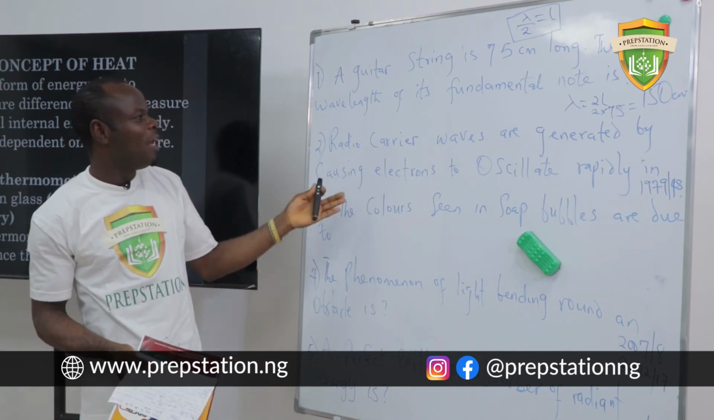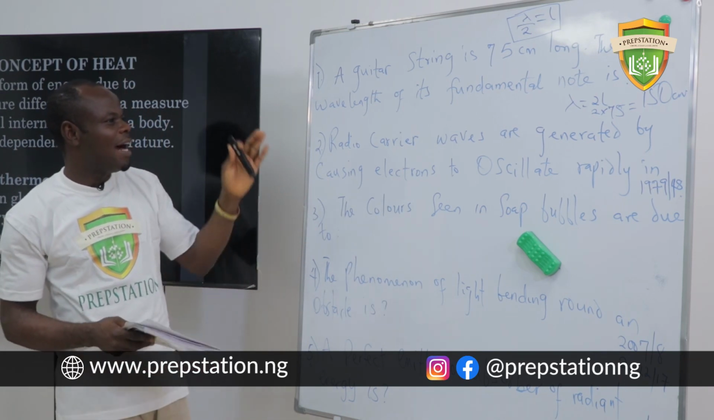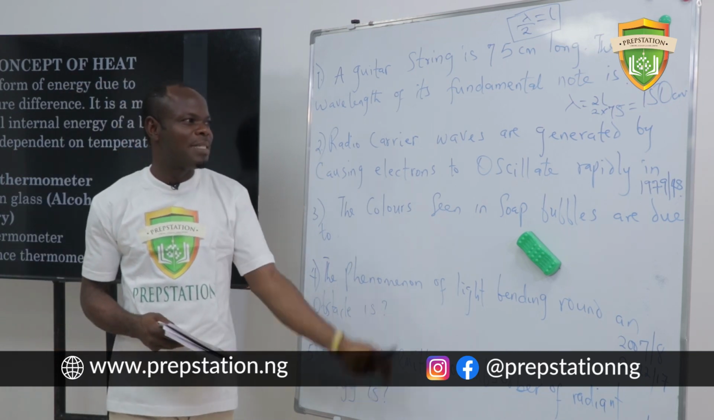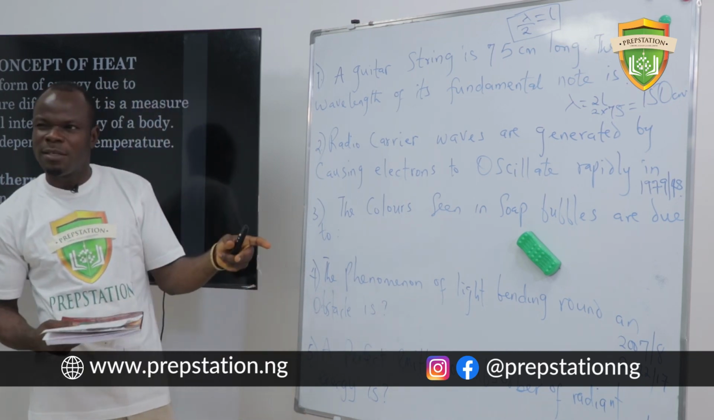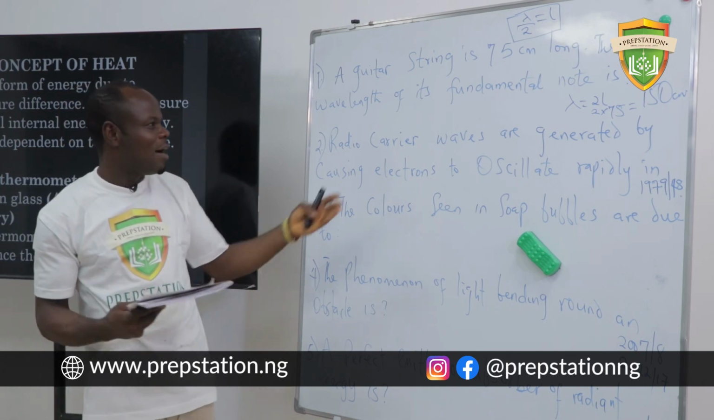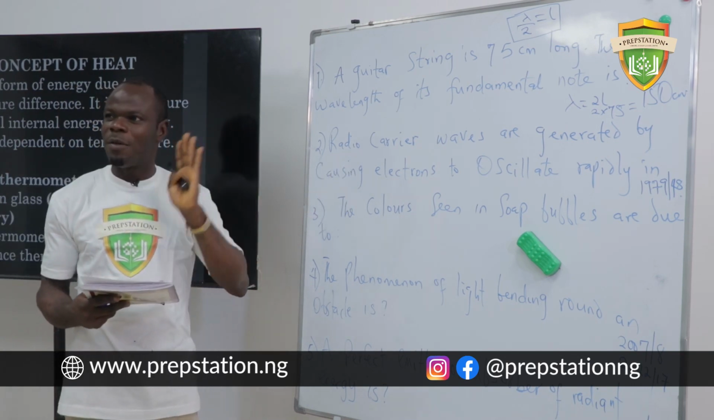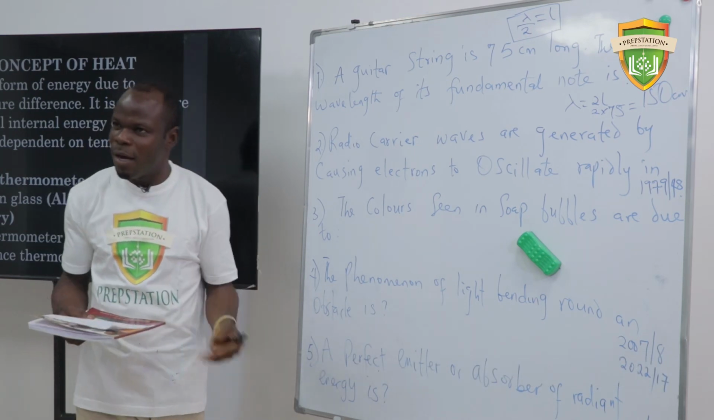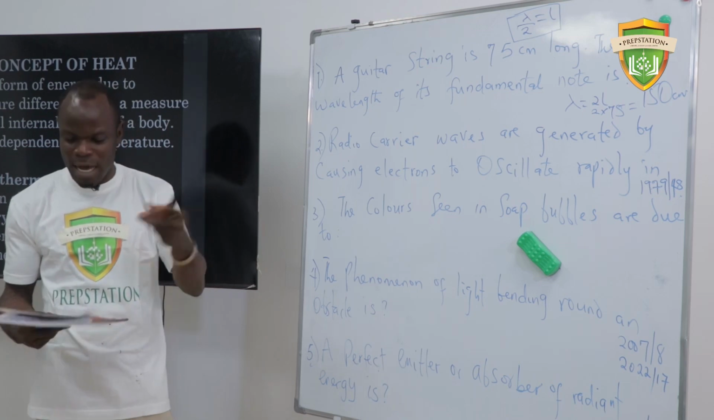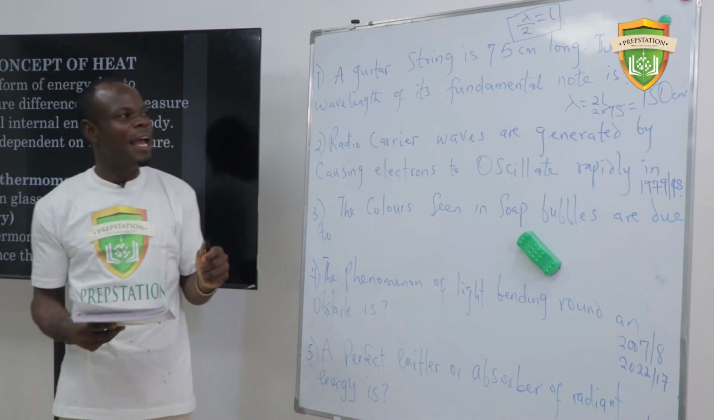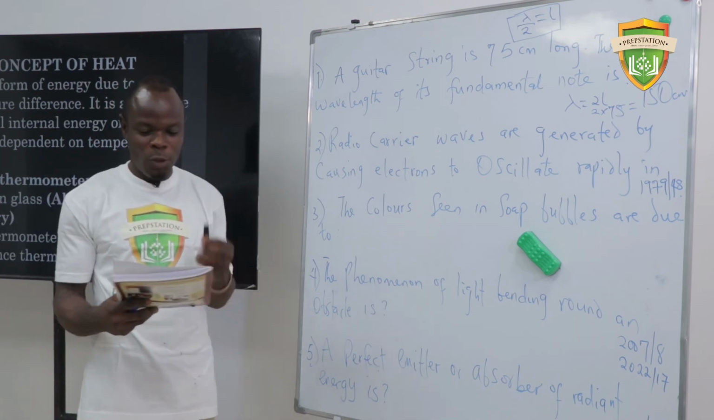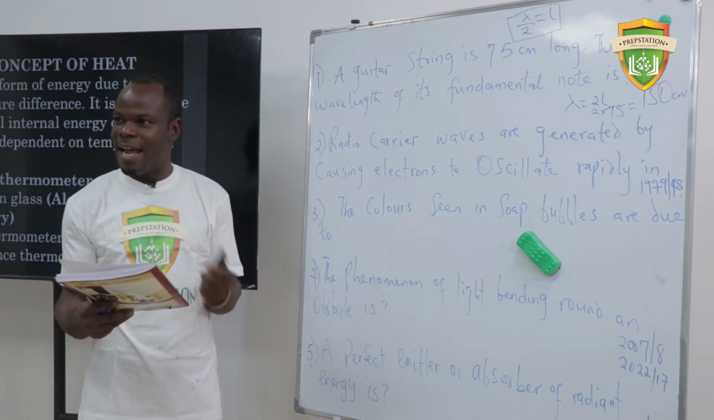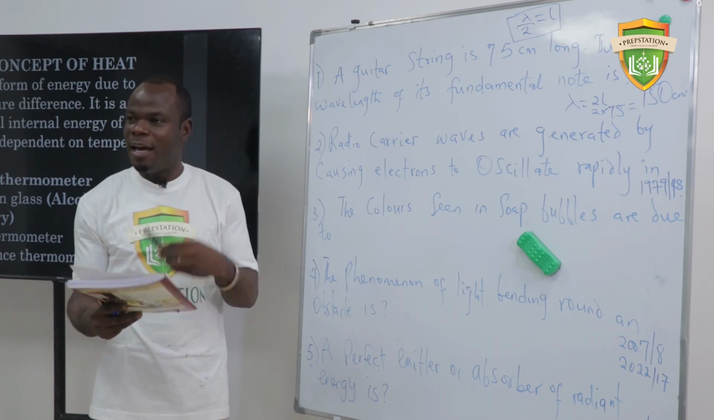It says, radio carrier waves are generated by causing electrons to oscillate rapidly in what? You know, when you talk about radio waves, there are lots of things that are involved. We're going to have the transmitter, the receiver, the microphone, and so on. I have an option here. Option A says microphone. B, a television camera. C, an antenna. And the last one says a transmitter.